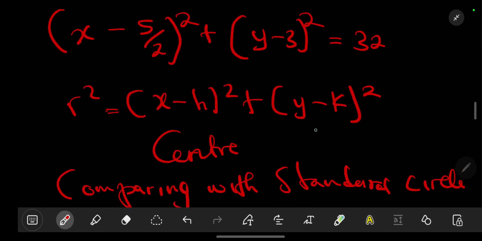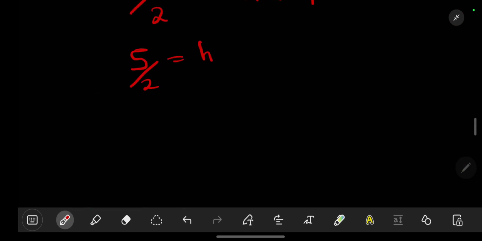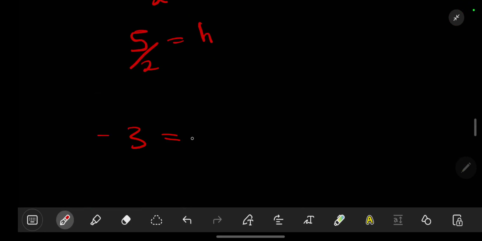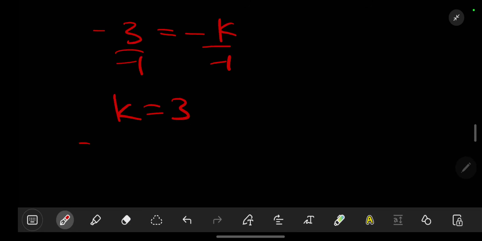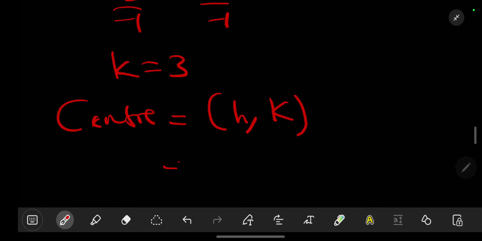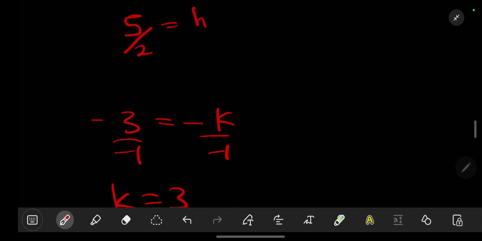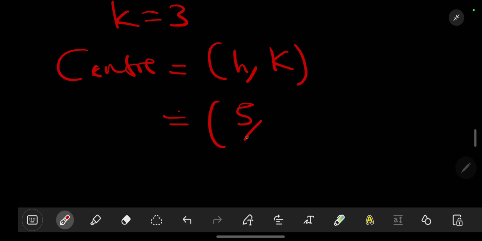Same approach, you are going to get your negative 3 and say negative 3 should be equal to negative k. You divide by negative 1, your k should be equal to 3. Remember, the center is equal to h comma k, so that your h is your 5 over 2 and your k is equal to 3. So this is the center.